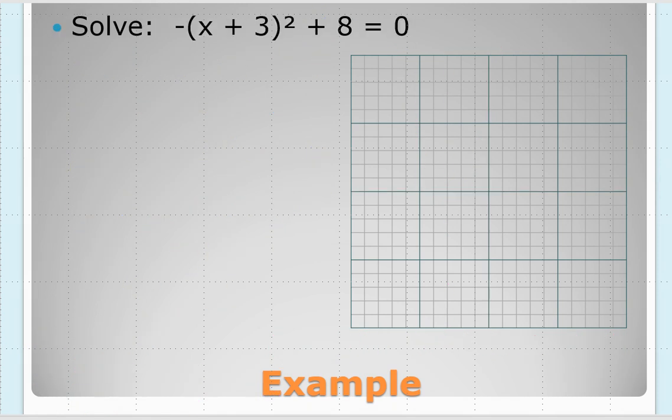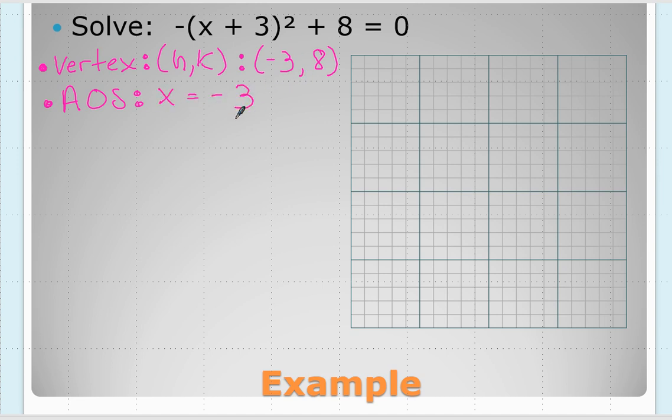Let's try solving in vertex form. So, in this form, my vertex is h, comma, k, where h is the opposite sign, so -3, and then my k is 8. Then I need to find my axis of symmetry, which is the x value of my vertex. So x equals -3.